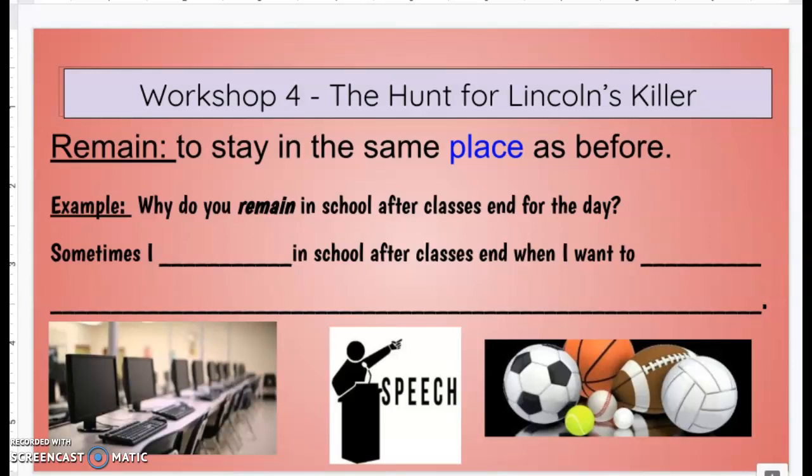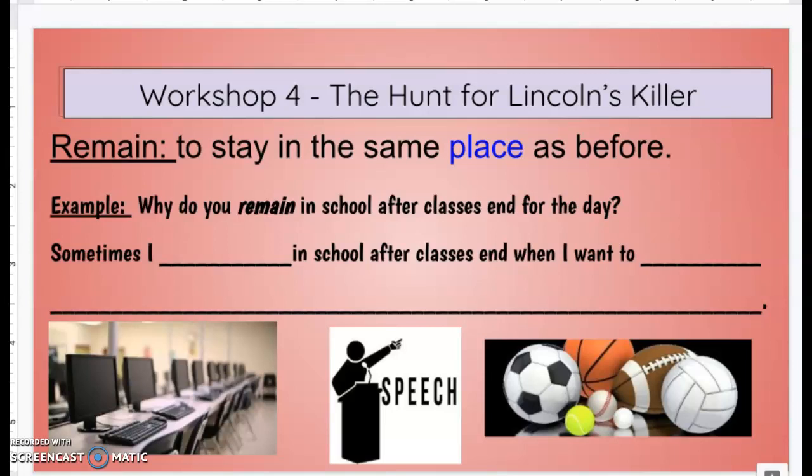And I tried to throw some pictures in there that could give you some hints. Maybe you're part of the speech team, so you stay after school to have speech practice. Or maybe you participate in sports. Sometimes students would stay after school to take AR tests.